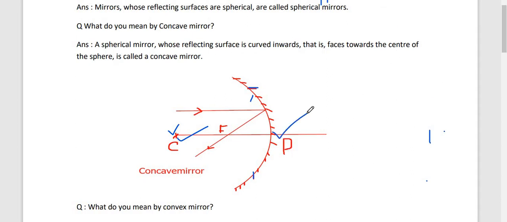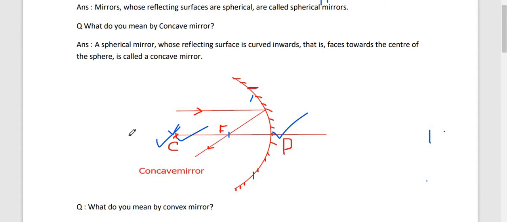So P finished, C finished. Now the most important point is F. This is called principal focus. Now before that you should know principal axis. So this is the center and this is the pole.